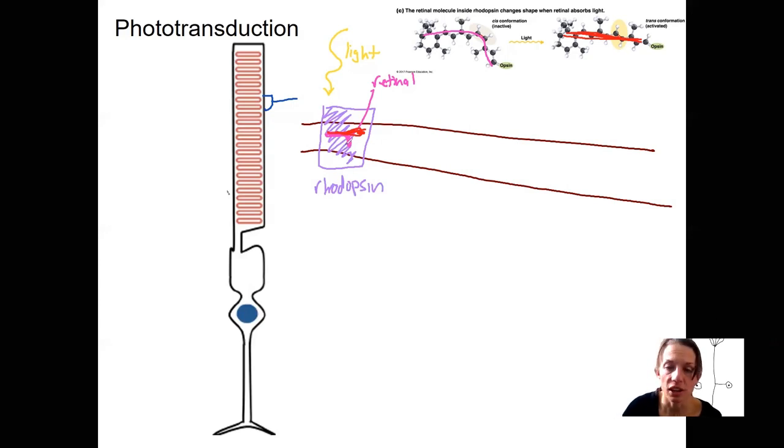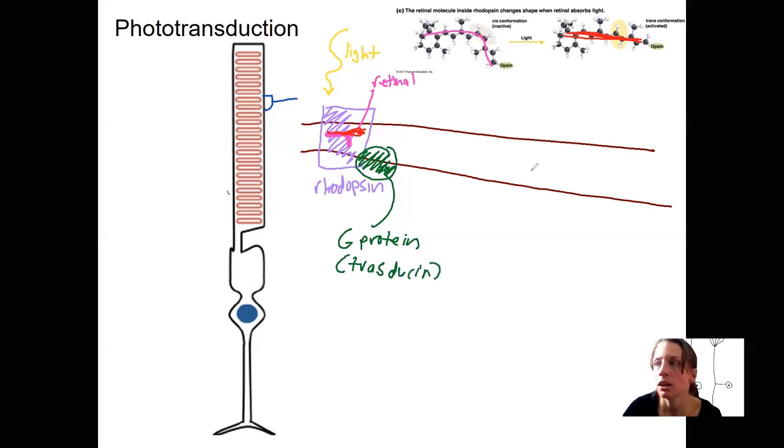So this is going to initiate a signaling cascade. This rhodopsin protein is actually a G protein coupled receptor. It's G protein coupled. So here's our G protein. For vision, this is actually called transducin because it's going to transduce that signal. So this G protein, when light binds, is going to be activated.